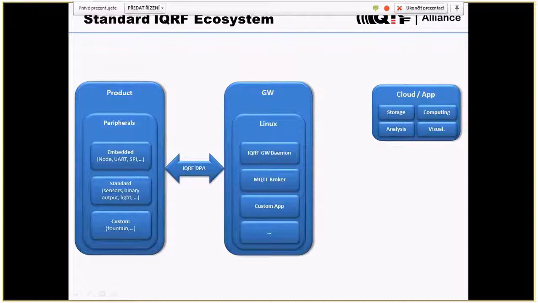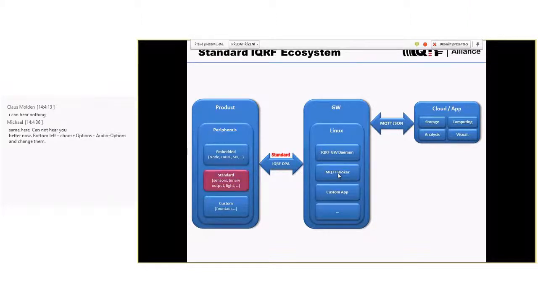Typically, the network is not isolated from the outside world. It is connected using the internet to the cloud application or any other server application. That application uses storage to store the data, and has some logic, visualization, or analysis of the data. When the IQRF Gateway Daemon is used as a gateway, the MQTT protocol is used as a standard to talk between the cloud and the gateway, meaning an MQTT broker. So what is standard today? Standard IQRF Alliance peripherals using the DPA protocol, plus standardized MQTT and JSON formats to talk to the daemon.